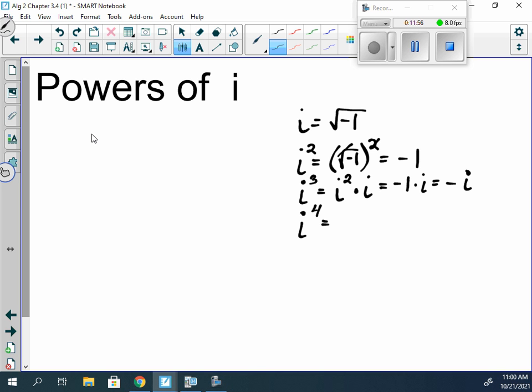Well, i to the fourth. We can say this is i to the third times i. What is i to the third? So we have negative i times i. Well, that's negative i squared. What did we say i squared is? -1. So we have negative -1, which is just +1, yes?